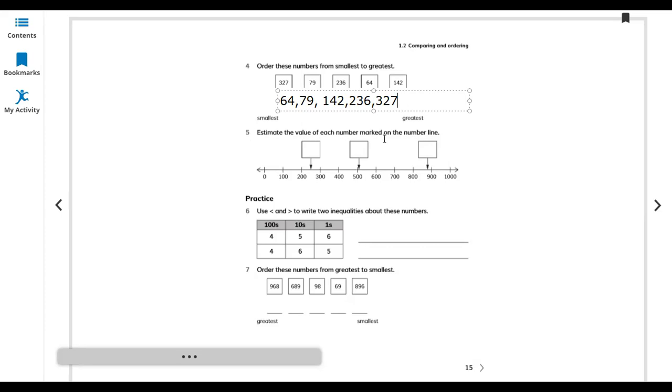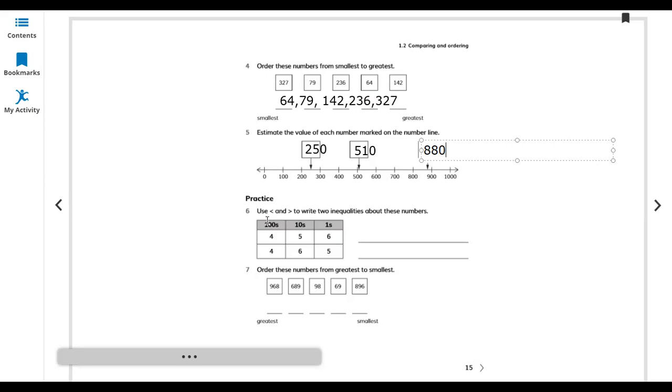Estimate the value of each number marked on the number line. This is 200. This we can say 250 or 240. Right, 250 is better. And this 500. So obviously this is 500. We are making an estimate, not exactly accurate. Okay, this is 900, a little bit behind. So this is 880.